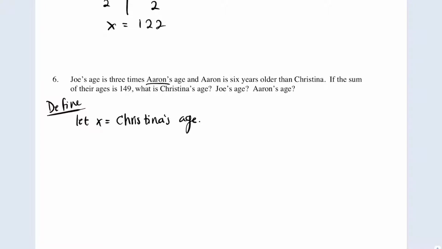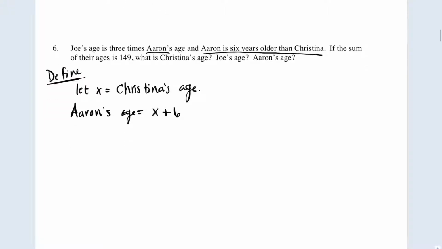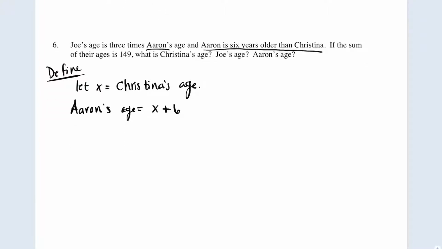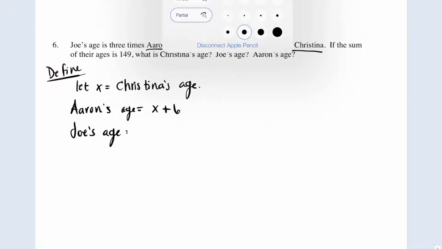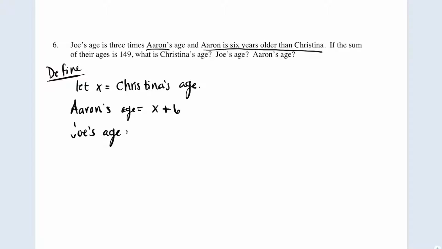All right, so let's talk about Aaron's age. Well, Aaron is 6 years older than Christina, so we're just going to add 6 to Christina's age, or x. And then we know that Joe's age is 3 times Aaron's age. Here, let me fix that. Okay, let's just redo that whole thing.